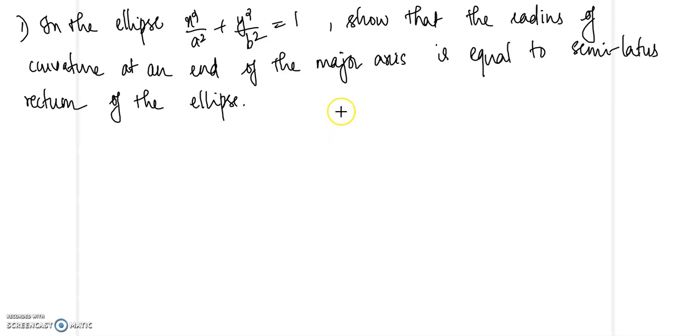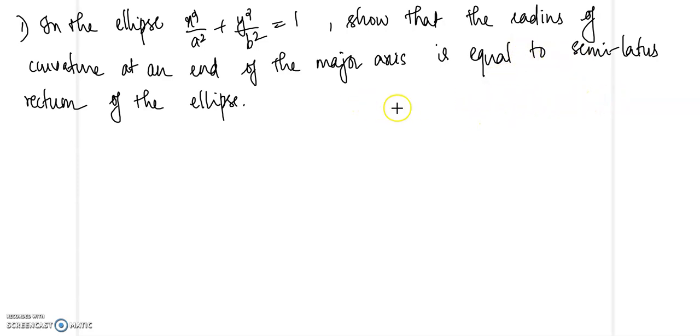Hello all. So in today's class we'll see a few more problems on finding the radius of curvature. The first problem is: in the ellipse x square by a square plus y square by b square is equal to 1, you have to show that the radius of curvature at an end of the major axis is equal to the semi latus rectum of the ellipse.